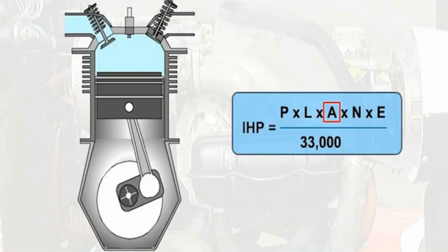The A will be the area of the cylinder in square inches. N is the number of cylinders that the engine has. E is the effective working strokes per minute, or the RPM of the engine. And 33,000 is a constant used to change foot-pounds of work per minute into horsepower. 1 horsepower equals 33,000 foot-pounds per minute, or 550 foot-pounds per second.